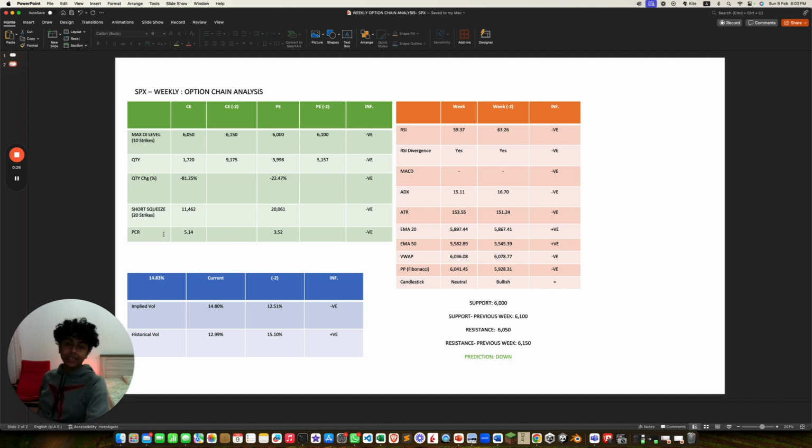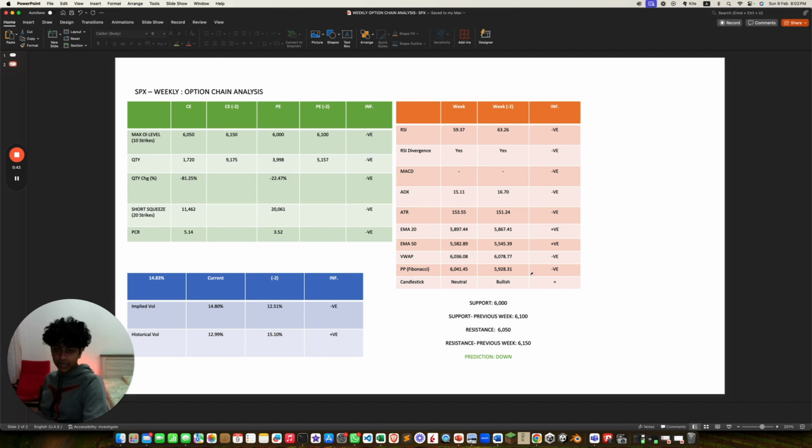Quantity is high for PE, that's negative. Change is higher for CE, that's negative. Short squeeze is higher for PE, that's negative, and the PCR is extremely overbought, that's negative. Implied volatility is higher, that's negative. Historical volatility is lower, that's positive.